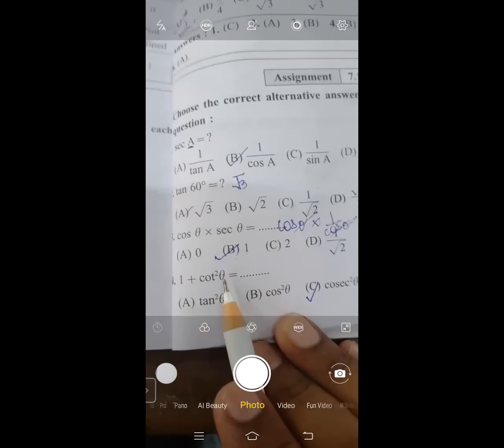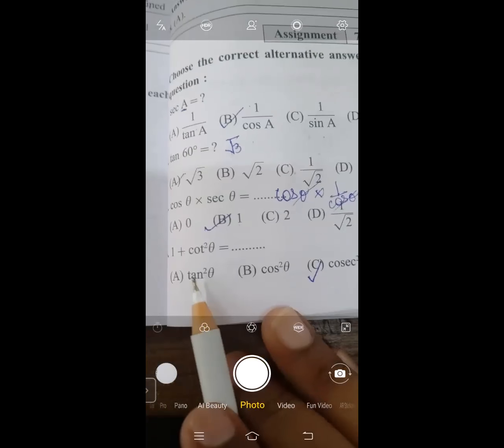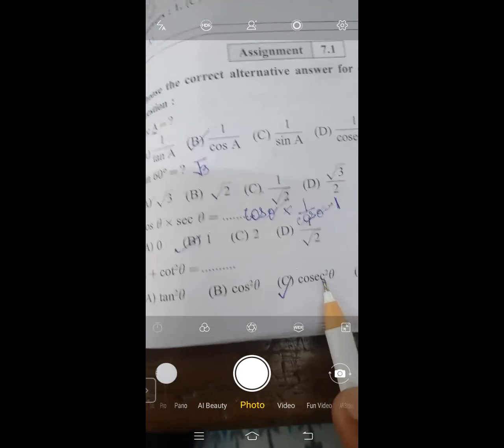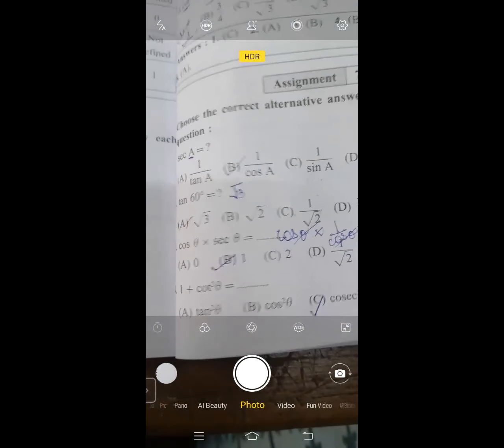1 plus cot square theta. Now this is the identity. It is equal to cosec square theta. So directly we have written that 1 plus cot square theta equals cosec square theta.